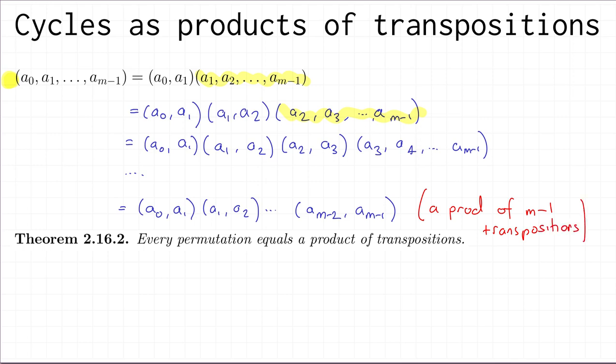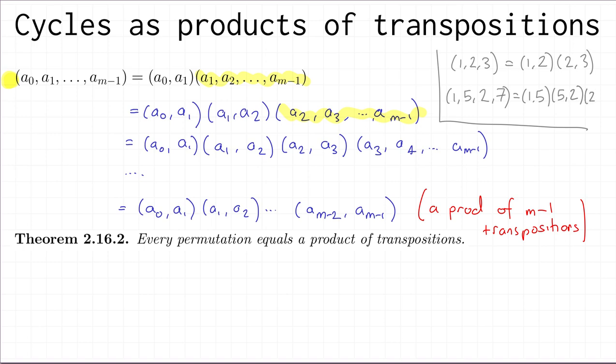So let's take a concrete example of this. If you had the 3 cycle (1 2 3), then what we've just shown implies that that's the same as (1 2) times (2 3). And if you had a 4 cycle, your favourite 4 cycle, (1 5 2 7), then that is equal to (1 5) times (5 2) times (2 7). So a 4 cycle can be written as a product of 3 transpositions. A 3 cycle can be written as a product of 2 transpositions, and so on. And best of all, it's just really easy for us to do this.